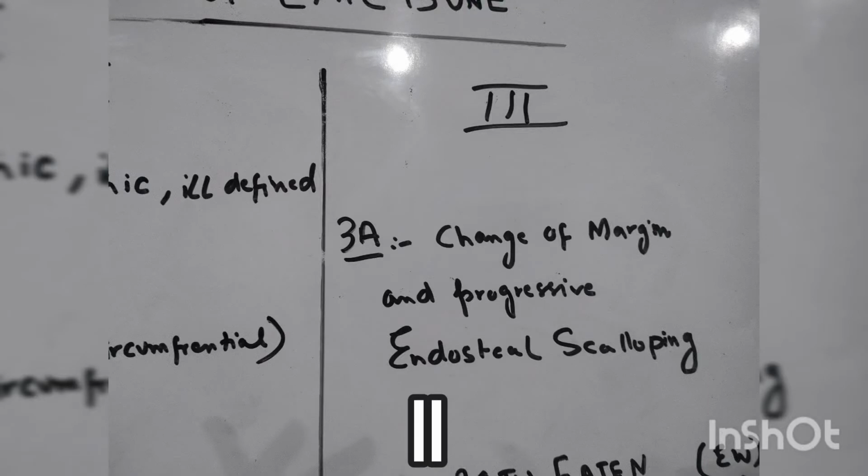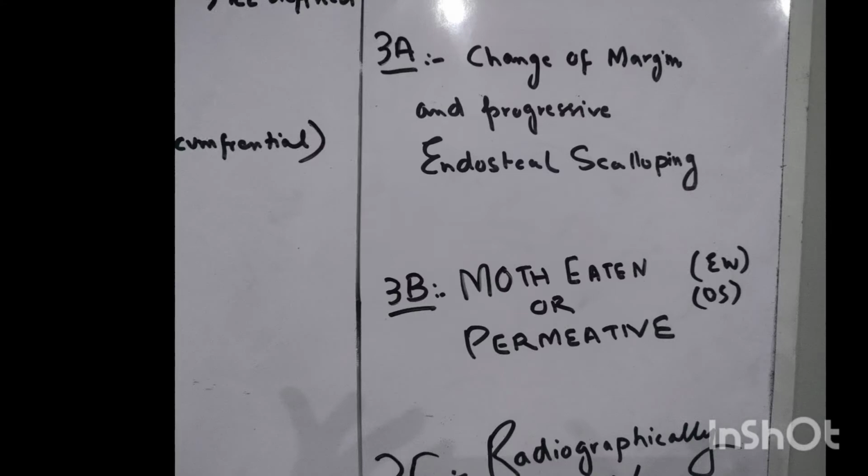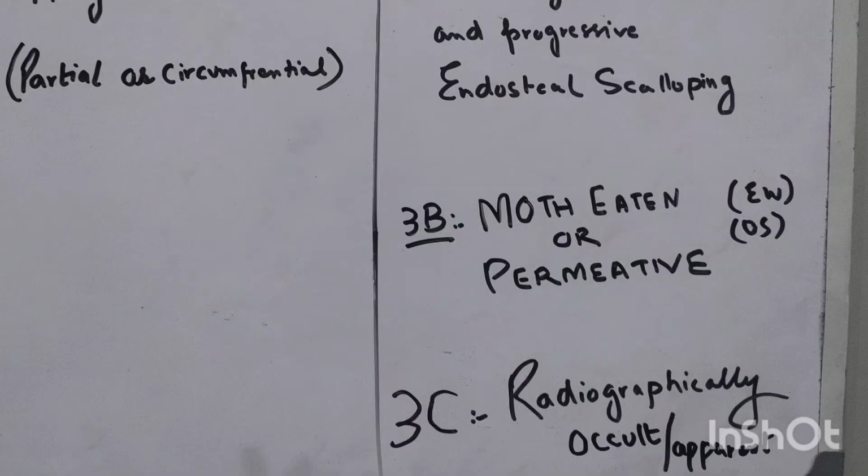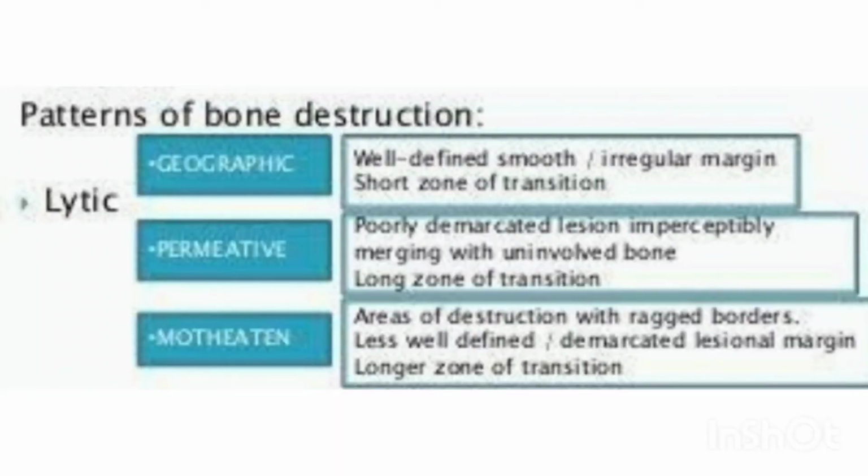Type 3. In type 3A, the change of the margin is progressive and there is endosteal scalloping. Scalloping shows erosion and indentation in the endosteum. In type 3B, there is a moth-eaten or permeative process. There are multiple holes, multiple lucencies, and there is a periosteal reaction. Periosteal reaction I have covered in detail in my previous tutorial. And number 3 is radiographically apparent features. We can conclude the lytic bone pattern may be geographic, permeative, or moth-eaten in appearance.